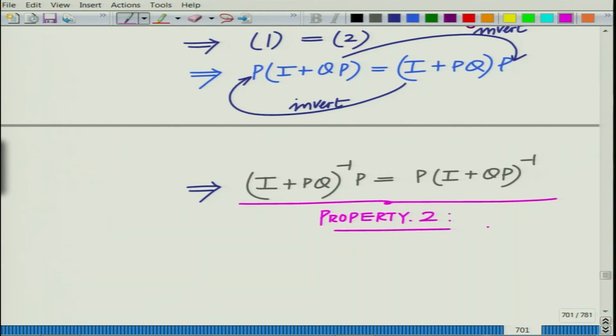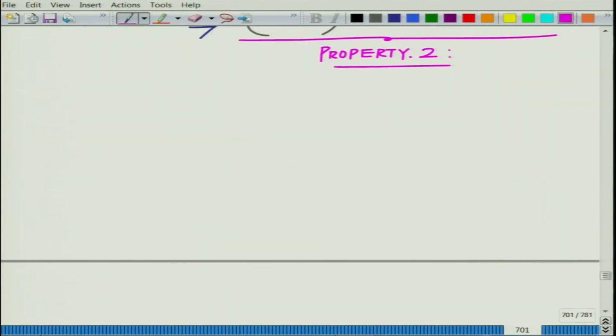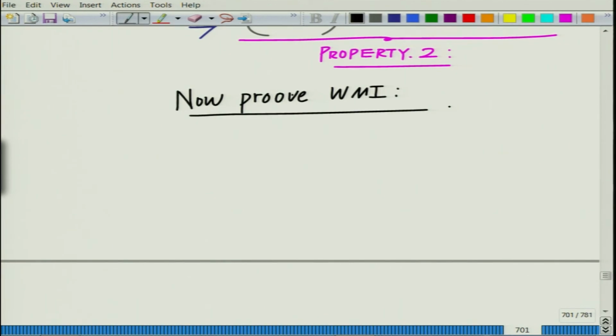These are property 2. We will use these two properties to prove the matrix inversion lemma, or the Woodbury matrix identity. Now, let us prove the Woodbury matrix identity, or let us simply say, proof of WMI.